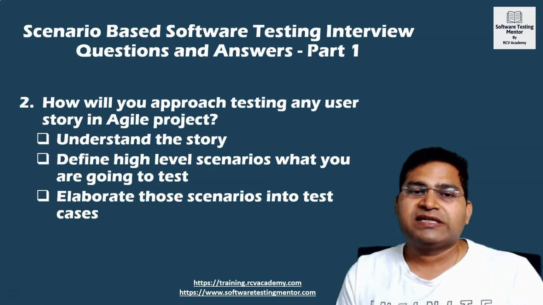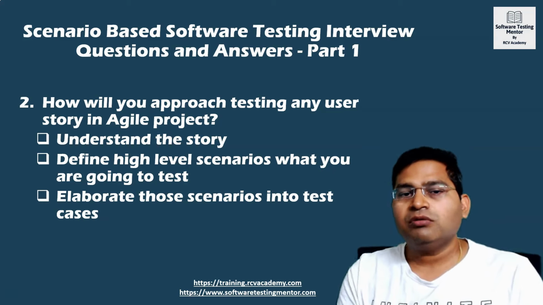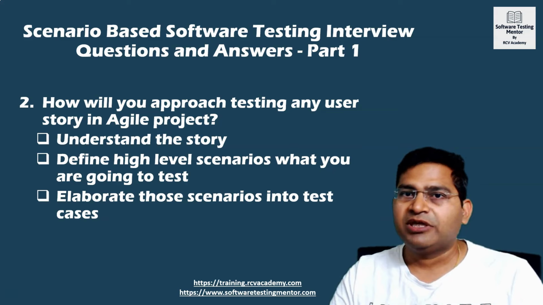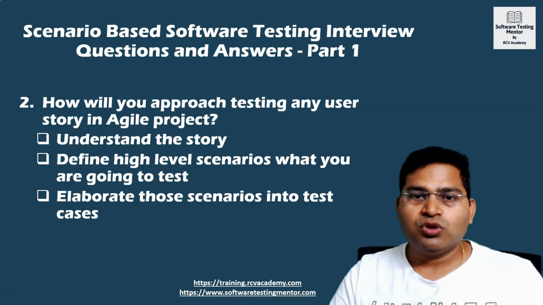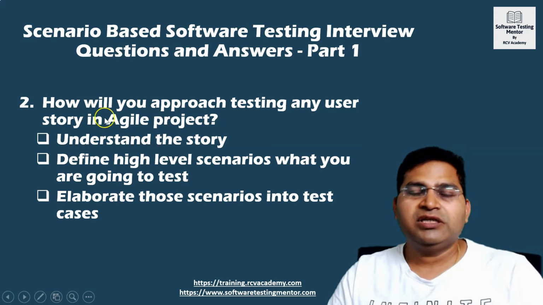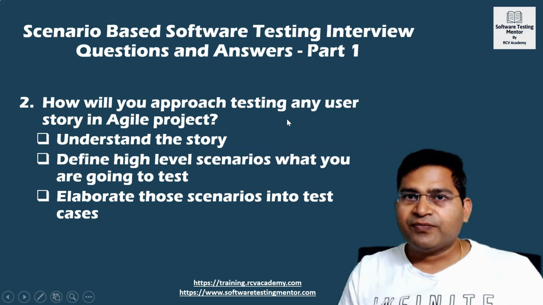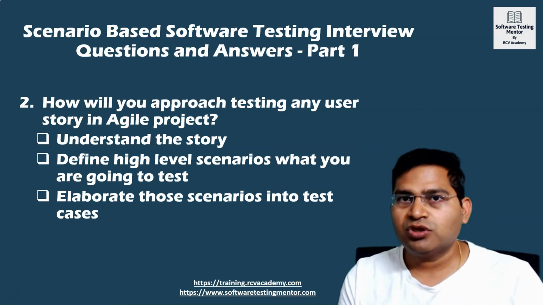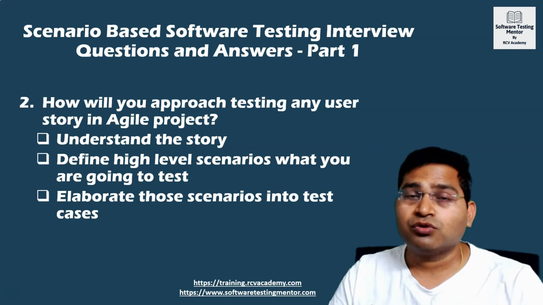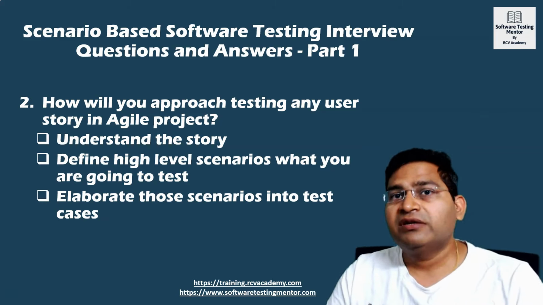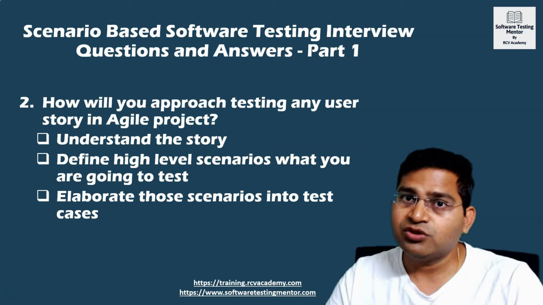How will you approach testing any user story in an Agile project? Whether it's a user story or any requirement, it doesn't matter what sort of requirement it is. Usually when we say requirement in an Agile project, it's a user story. Now when we say how will you approach testing any user story, the first and foremost thing is understanding that user story. How will you understand? You will read the information that is mentioned there. You will read the acceptance criteria that is mentioned in the user story.